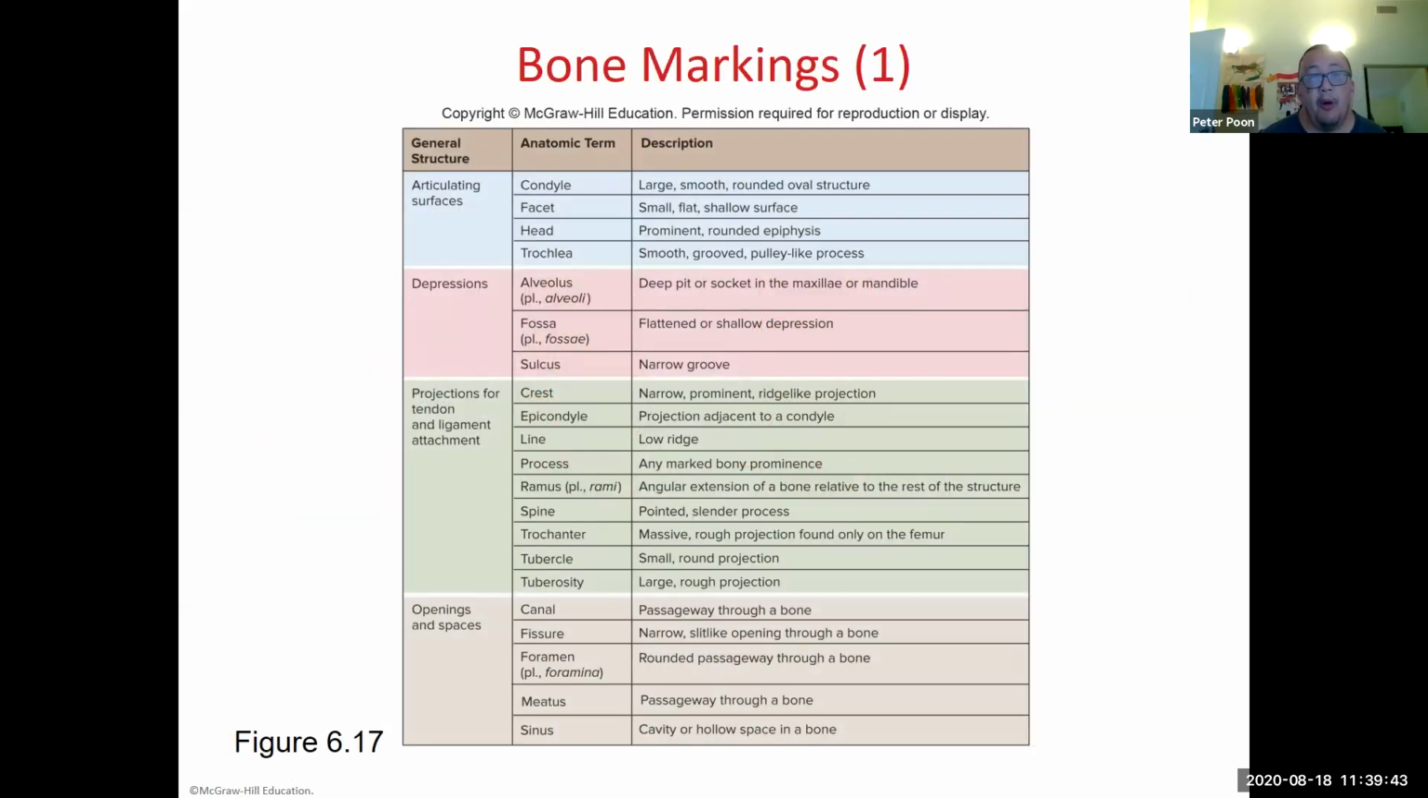Okay, bone markings and stuff. We'll go over more bone markings when I talk about the individual bones, but just go over them for now by yourself and know what these things are.